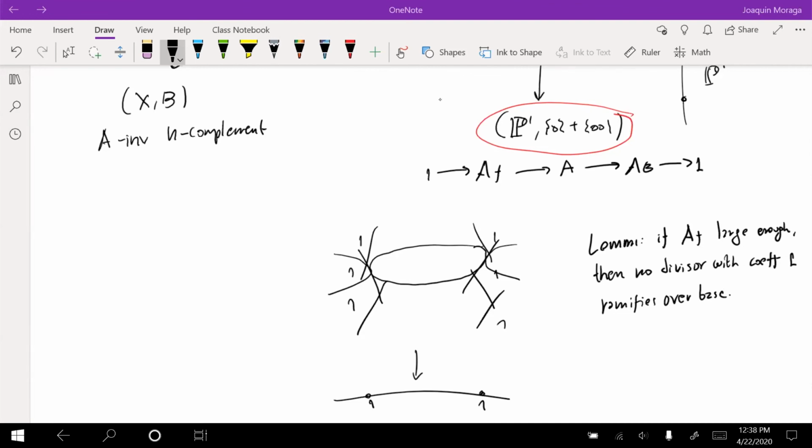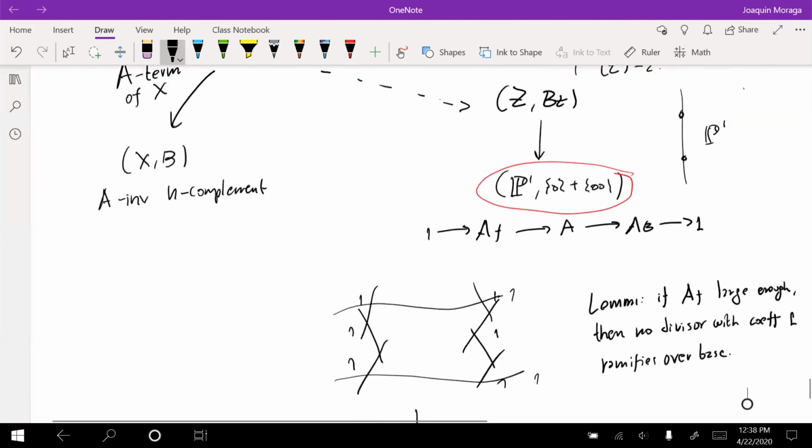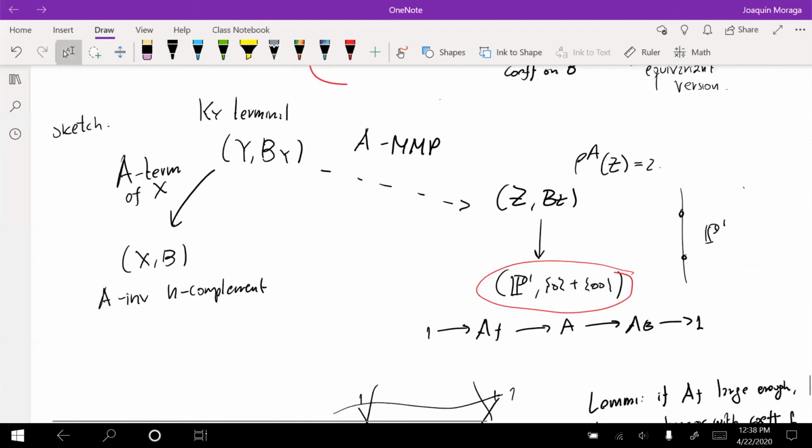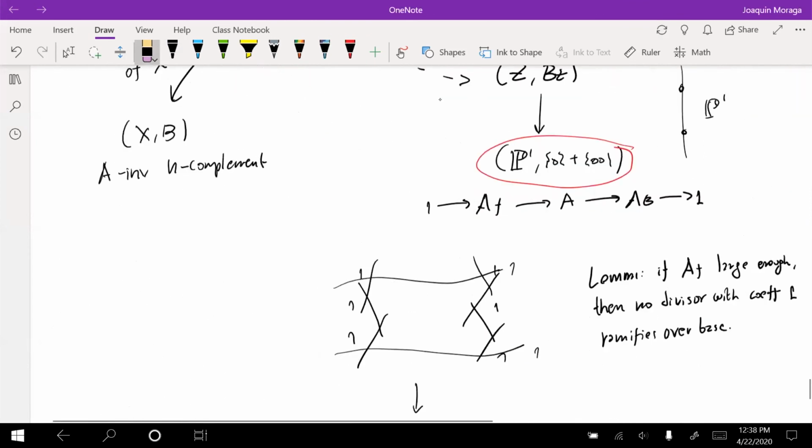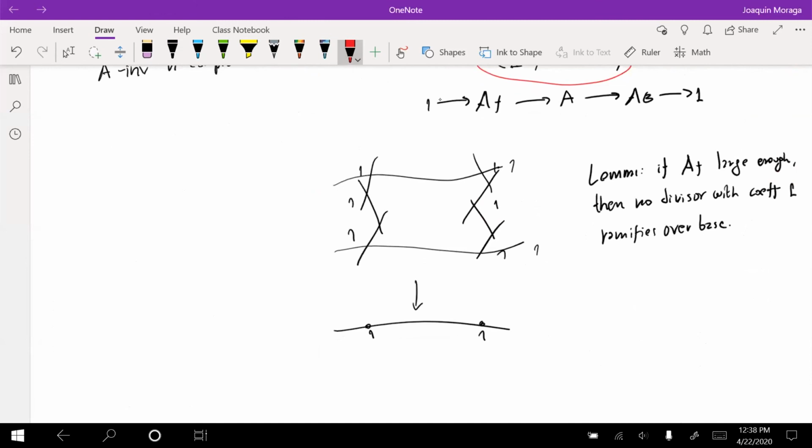No divisor with coefficient 1 ramifies over the base. So this actually reduces to some toroidal computation. But then we will have 2 sections with coefficient 1. And then the last part of the paper is just trying to write down an A-equivariant version. Well, it's not the last part, it's sort of the beginning of the paper. Write an A-equivariant version of this theorem and apply it in this picture once we prove that there is no ramification. And that essentially concludes the proof.